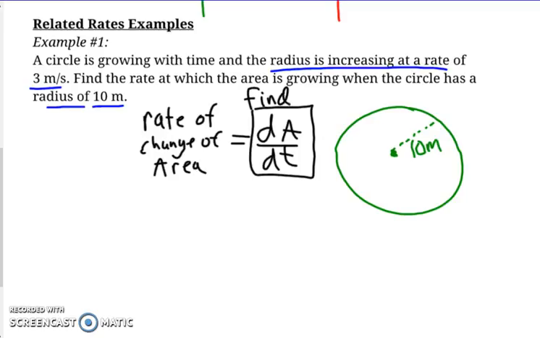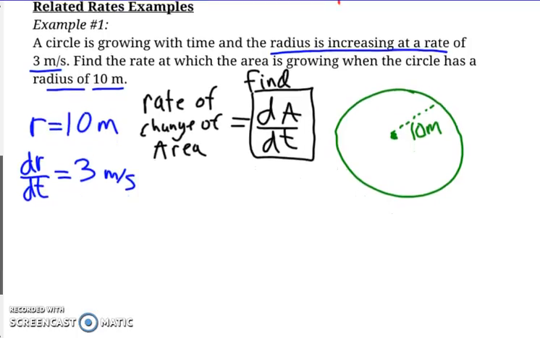Next, we need to write down what information we are given. So we are given that the radius is 10 meters, and we are given that the rate of change of the radius is 3 meters per second. The rate of change, the slope of the radius with respect to time, is 3 meters per second. So we know the rate of change of the radius, and we know the radius, and we want to find the rate of change of the area at a certain moment.